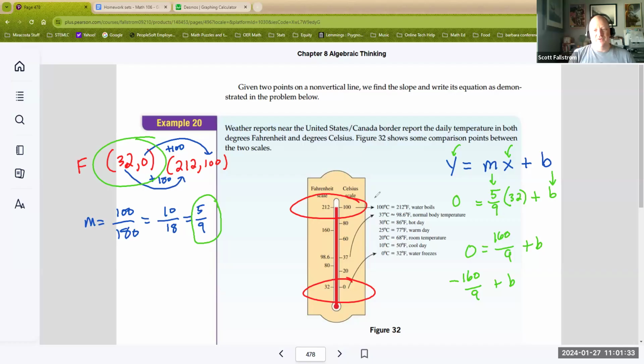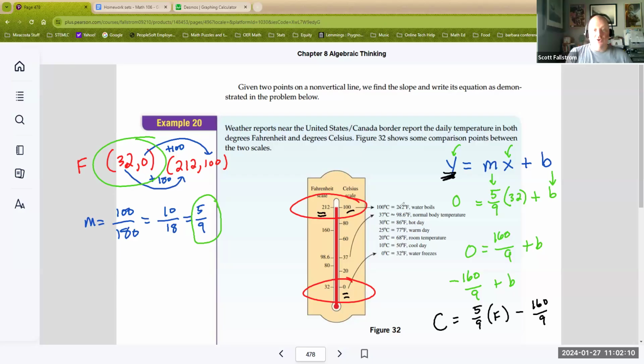So now I have a beautiful equation. My y value is Celsius. So what I can do is rewrite this now as a final equation. Let me get a different color so I don't mix it up here. Here we go. Celsius, which is my y coordinate, is equal to the slope, 5/9, times x, which is the amount Fahrenheit, minus 160 over 9. Okay. So if I put 32 in for F, I get 0 out. If I put 212 in for F, I get 100 out.